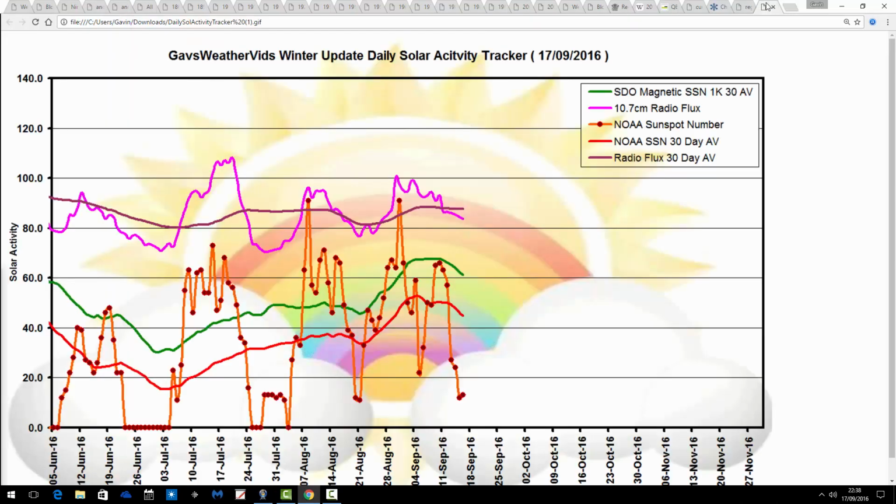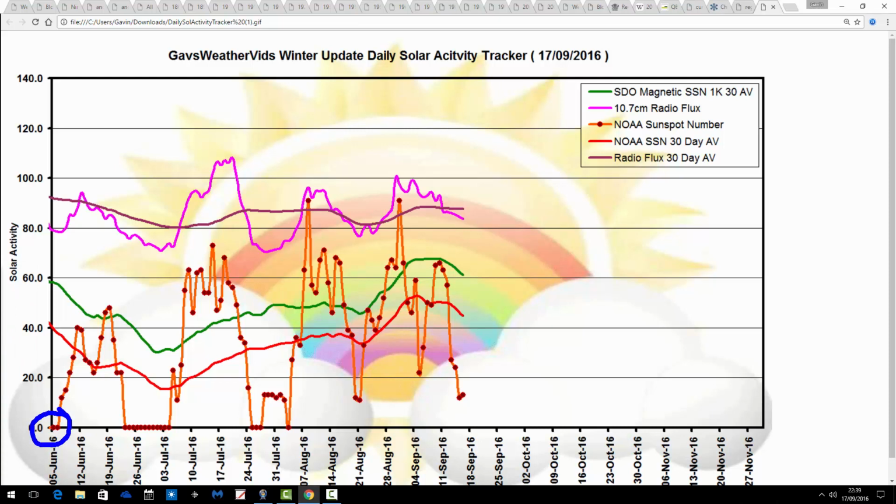In terms of our tracker, this is new for GasWeather. We're going to be looking at this every week from now through to the end of the winter updates. This is the GasWeather's Winter Update Daily Solar Tracker, updated to the 17th of September. Our good friend James Ackrill has sent this over for me. He's monitoring sunspot numbers on a day-by-day basis.